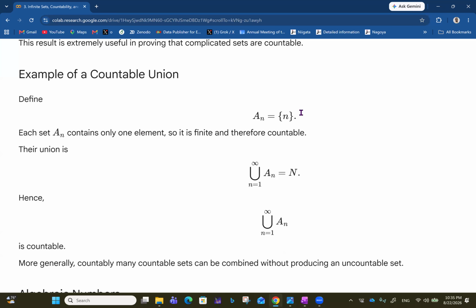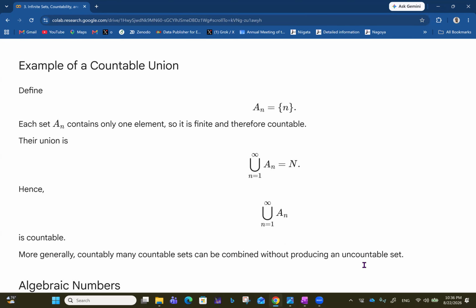So A1 is the singleton of one, A2 is the singleton of two, and so on. Now if you take the union of all the singletons, each containing a number, one, two, all the way, and put them all together, you have the set of natural numbers. Hence, the union of A_n from n equals 1 to infinity is countable. More generally, countably many countable sets can be combined without producing an uncountable set.